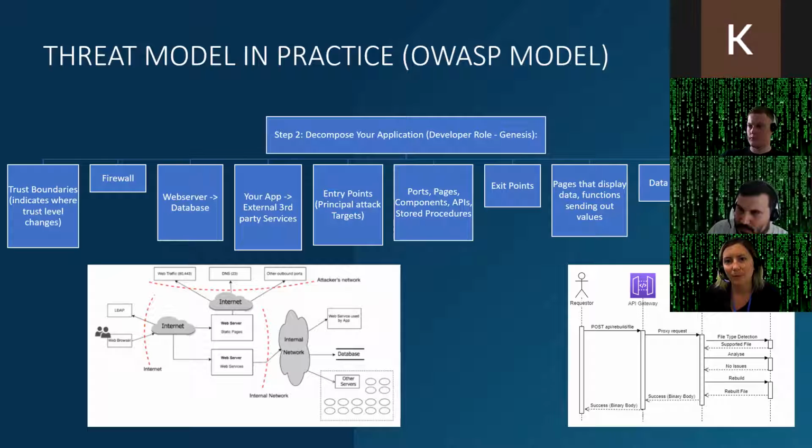And then, for web apps, it's important to know where we will display our data, and where our functions will be sending out values. Then it's important to know all the data flows, as we said. This is where in step 2 we do our data flow diagram. I'll show later a list of tools that we can use.